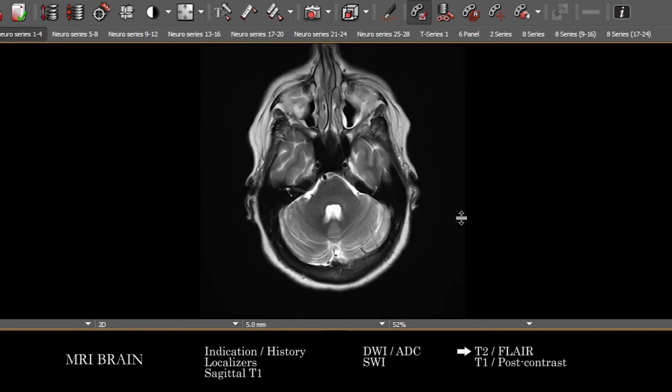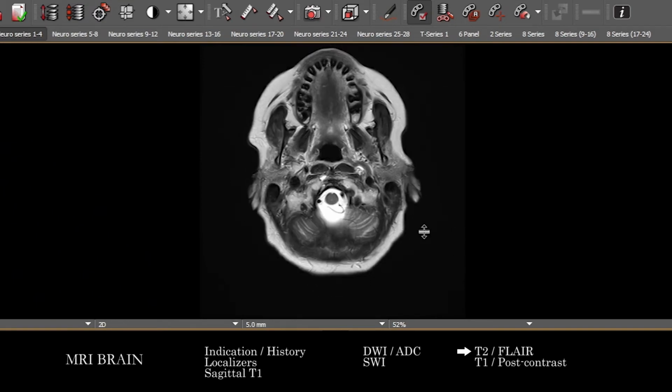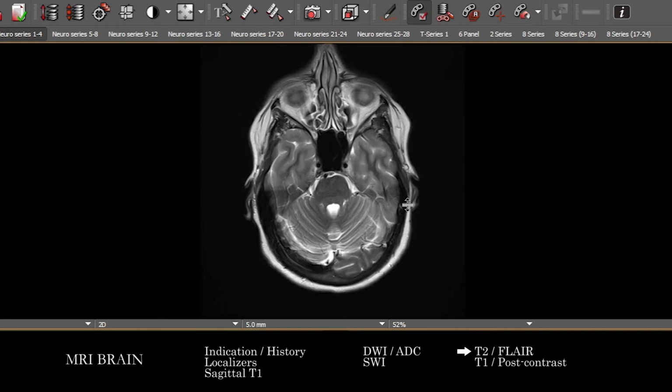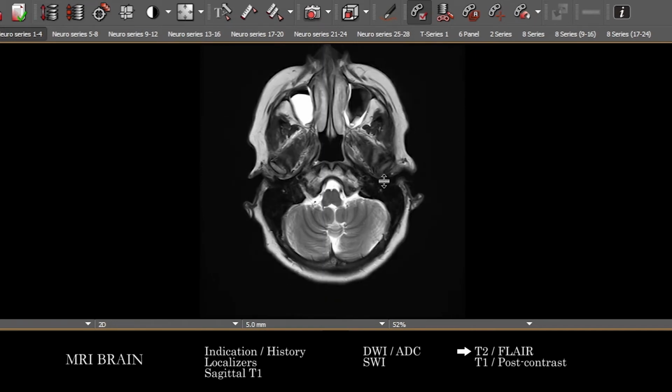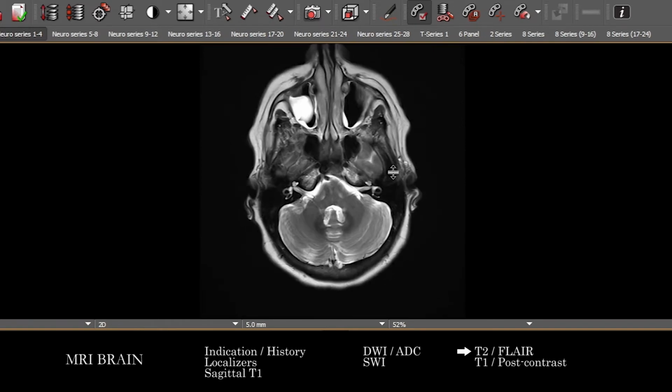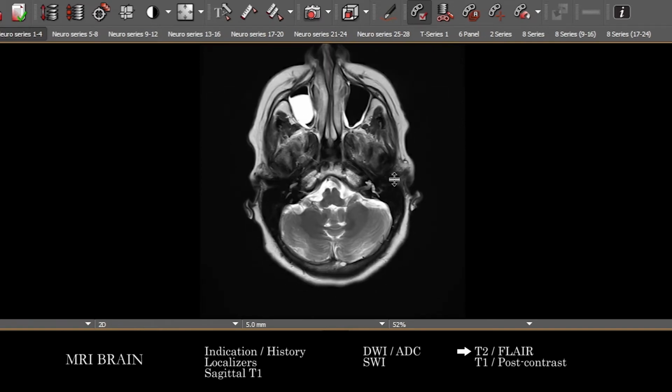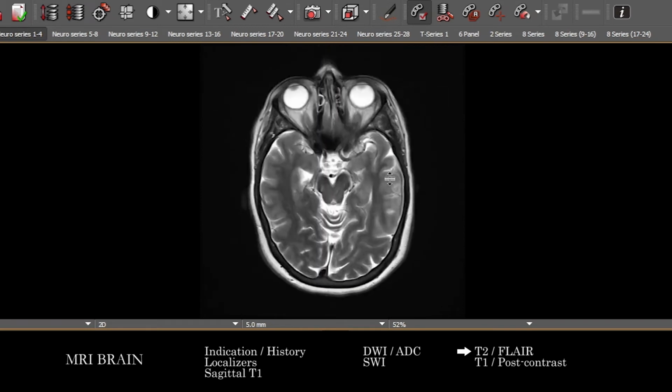You're looking at fluid structures, looking for fluid in the mastoid aerosols, and we just have to be very careful to remember that absence of signal does not necessarily mean absence of some sort of material, because high density secretions and other things will create absence of signal even on T2.